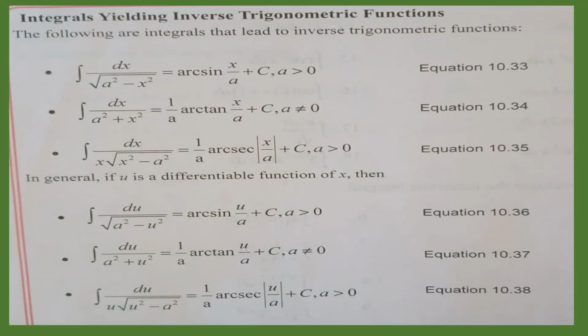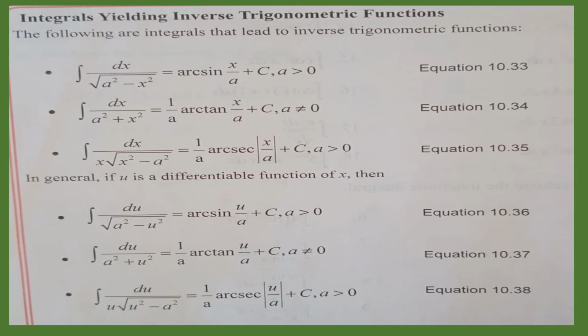We also have here integrals yielding inverse trigonometric functions. The following are integrals that lead to inverse trigonometric functions. So we have the first property, integral of dx over square root of a squared minus x squared. This is equivalent to arc sine of x over a plus c, where a is greater than 0. Another one, for the second property, integral of dx over a squared plus x squared. That is equivalent to 1 over a arctan of x over a plus c, where a is not equal to 0.